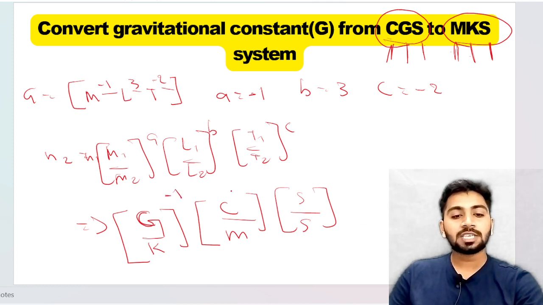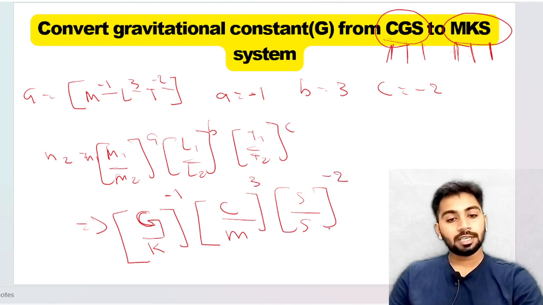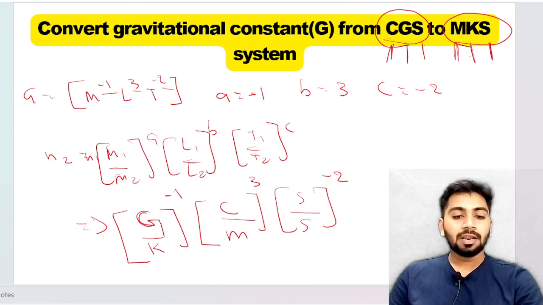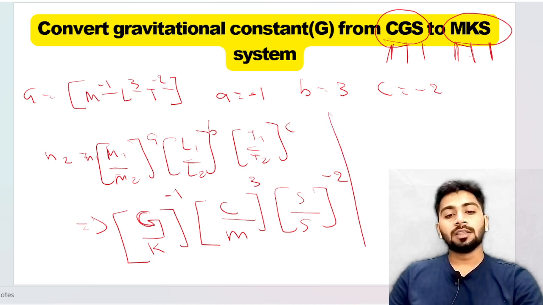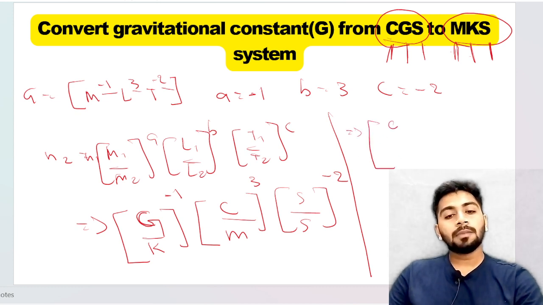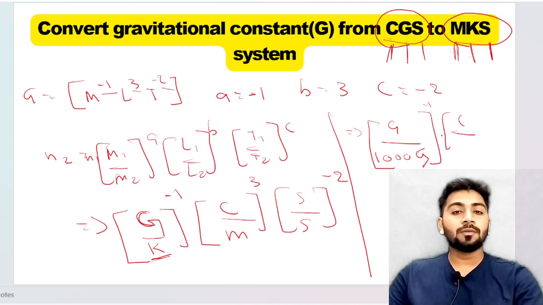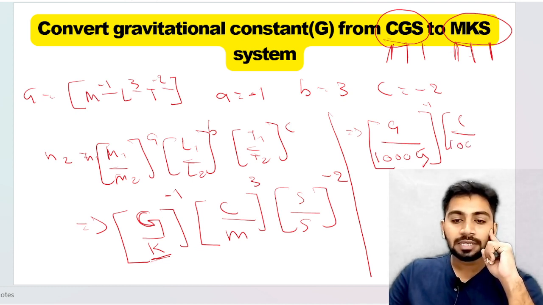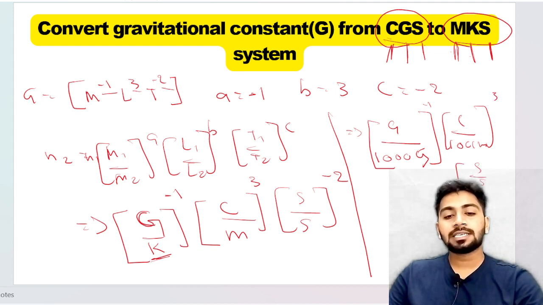Now values of A, B, C. A is equal to minus 1. B is equal to 3. C is equal to minus 2. Fine. Now just simple. We will convert these values. How to convert these values? 1 kg is equal to 1000 grams. Everyone agree? Similarly, 1 meter is equal to 100 centimeters. Now these both get cancelled.